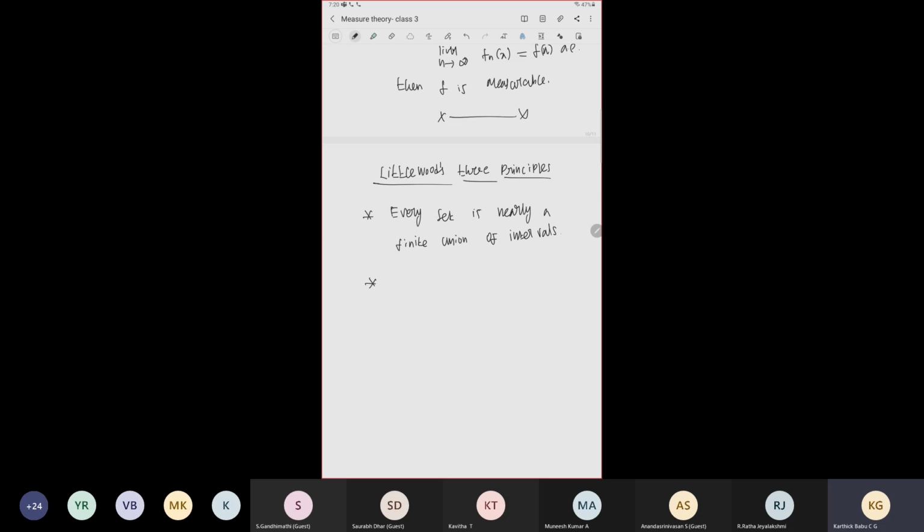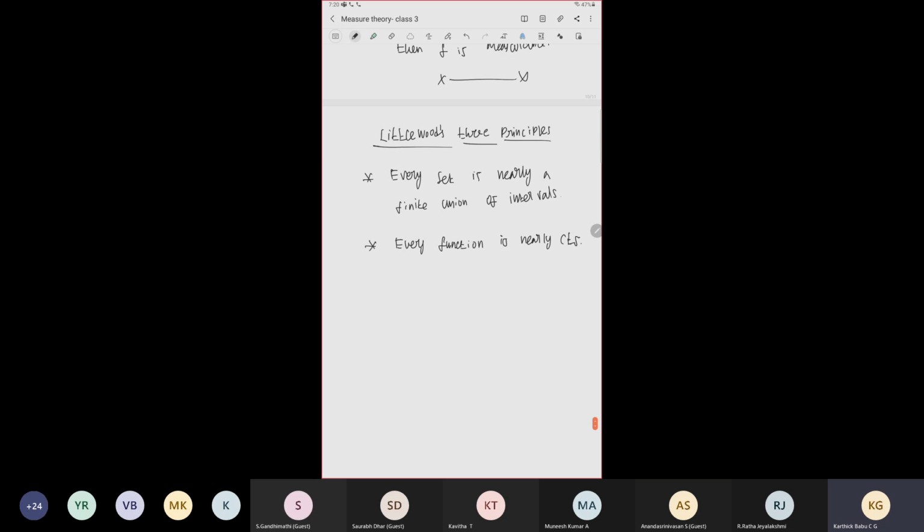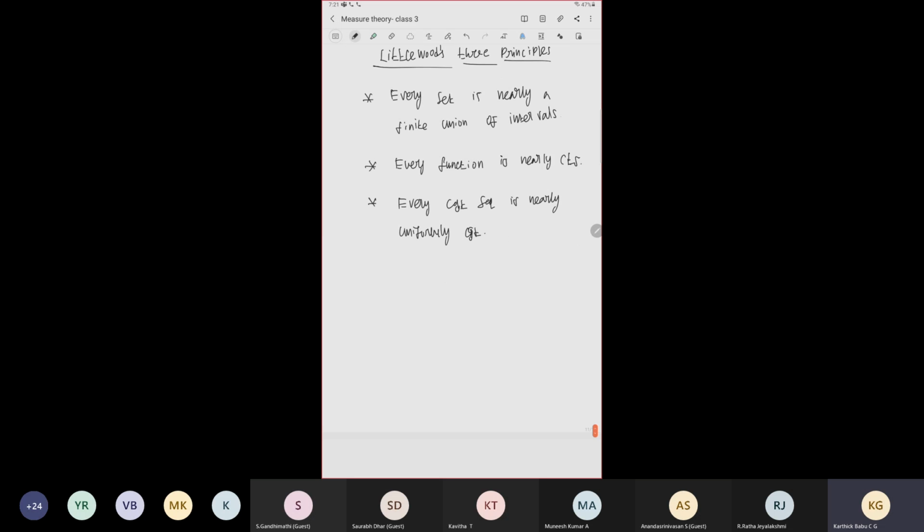But this is not the description. We will discuss this clearly later, after giving these three principles. So every measurable function is nearly continuous. And we don't know what the word nearly means, actually. We have to define it clearly. And the third principle: every convergent sequence of functions is nearly uniform. So we have to be cautious about the word nearly, which is actually a catch. Before that, I want to mention that the functions and sets referred to here are measurable sets and measurable functions only.